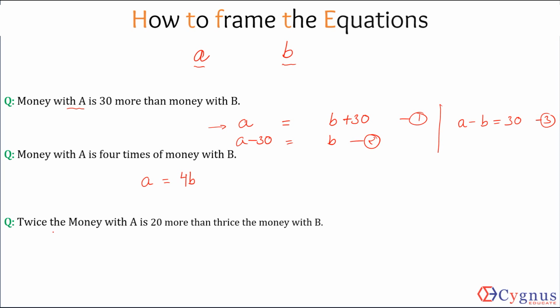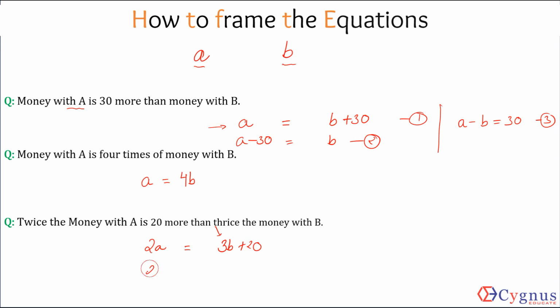What's the next one? Twice the money with A is 20 more than thrice the money with B. So you need to compare what? Twice of A and thrice of B. You want to make them equal. Are they equal? No. Which one is more? Twice the money with A is 20 more than thrice the money with B. ये 20 कम है. बराबर करना है. इसको 20 दे दो. This is one of the ways.